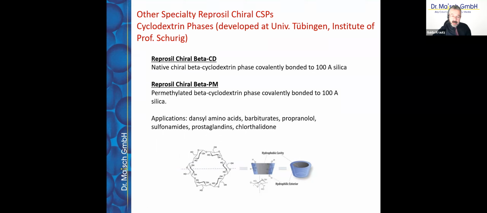Cyclodextrins are cyclic oligosaccharides of this structure here. In fact, they form this kind of cup structure with a cavity inside, which is hydrophobic, and the outer surface is hydrophilic. Apart from these interactions, you see that because of the cavity, you also have steric interactions here. Typical applications are dansyl amino acids, barbiturates, propranolol, sulfonamides, prostaglandins, and chlorthalidones.